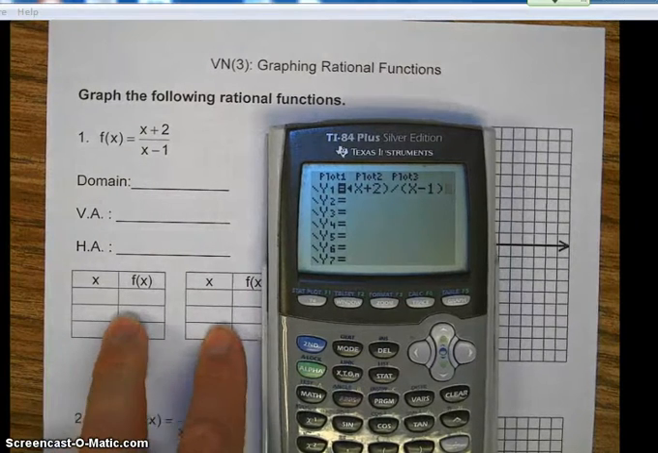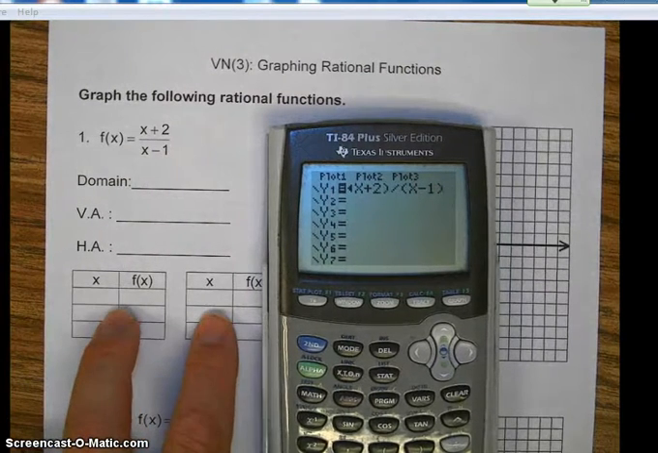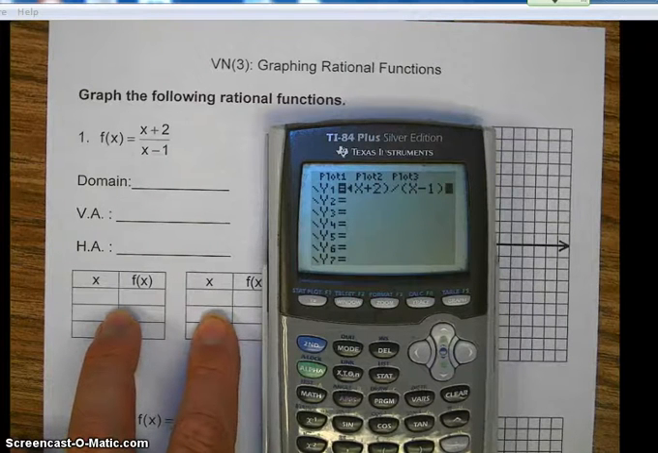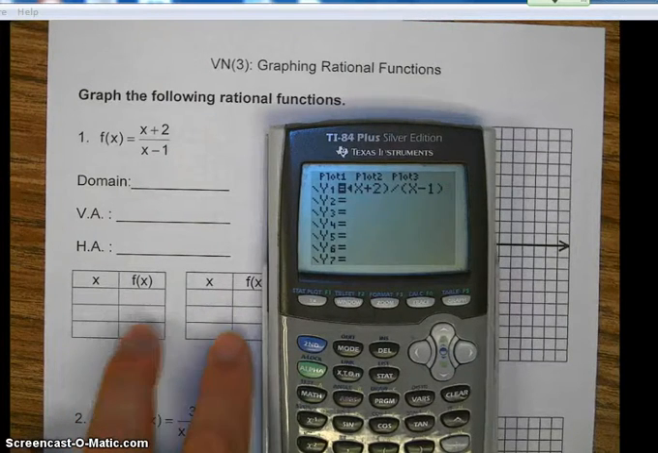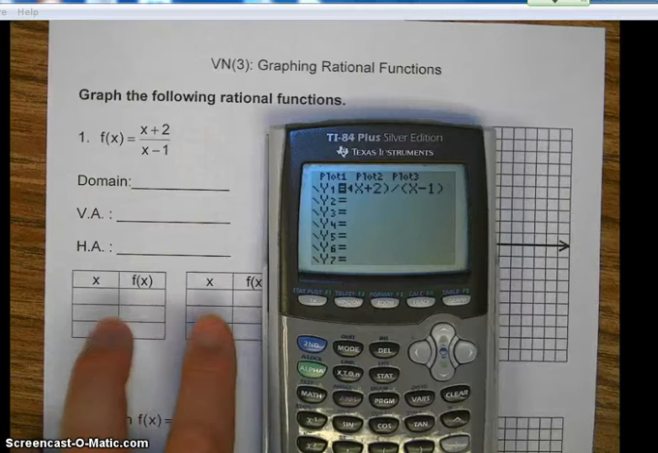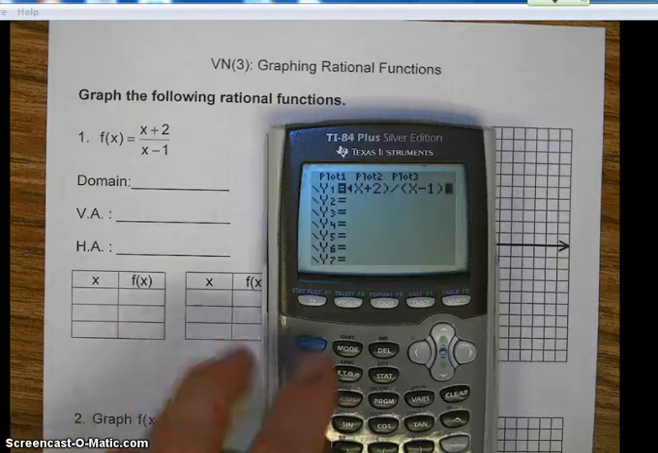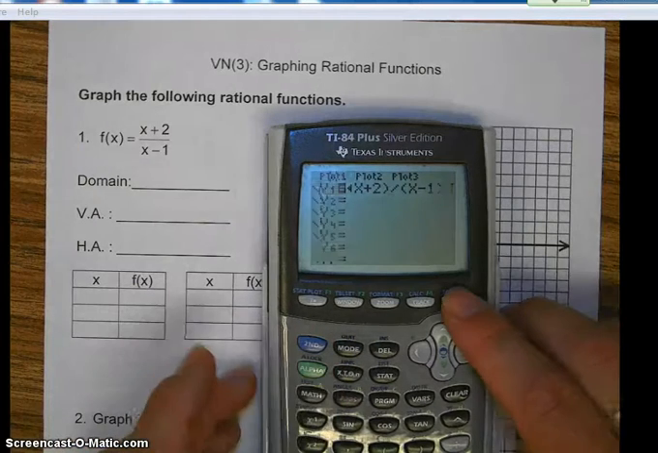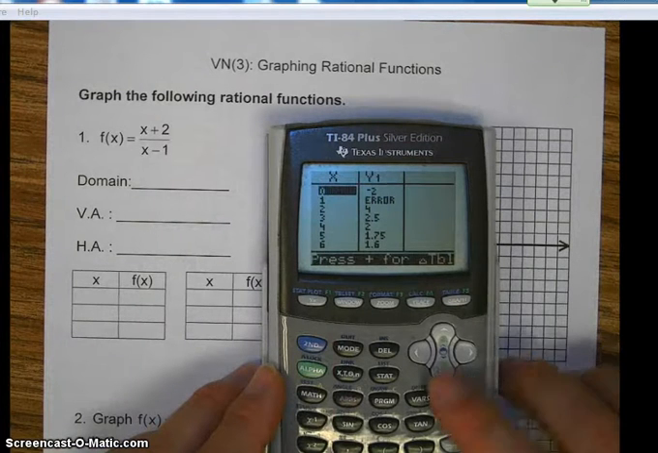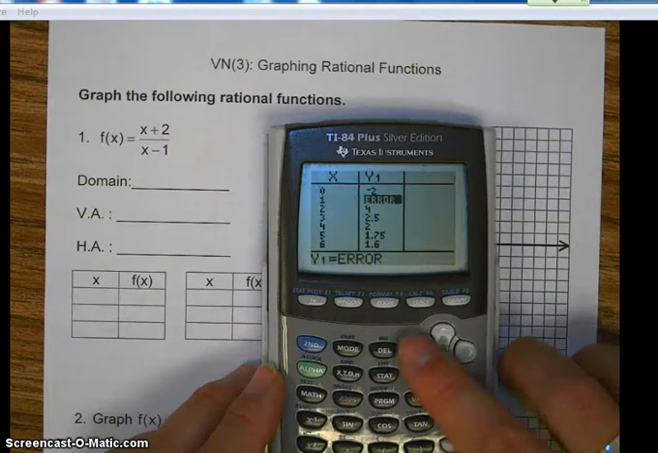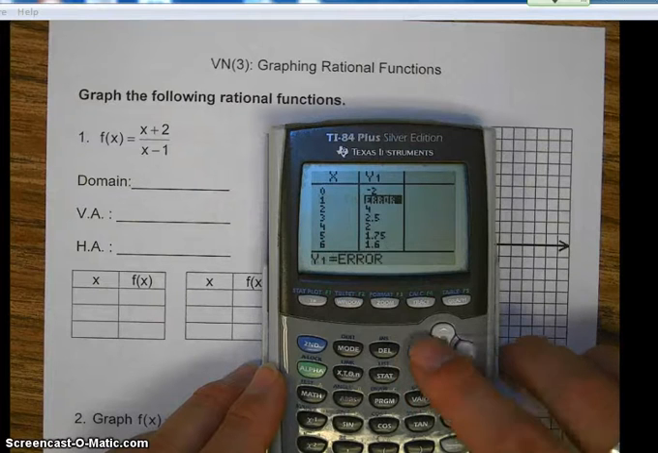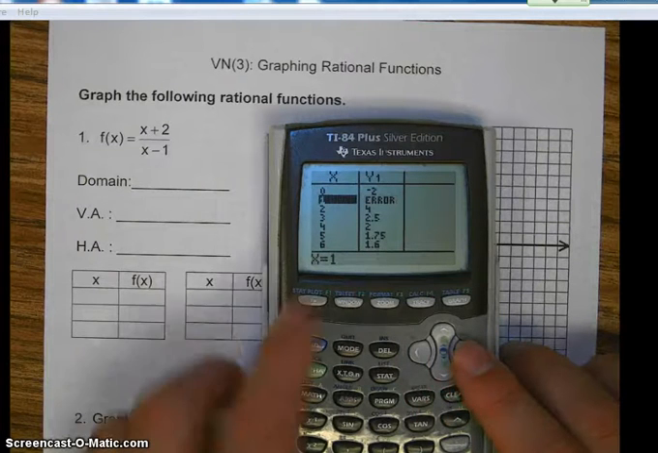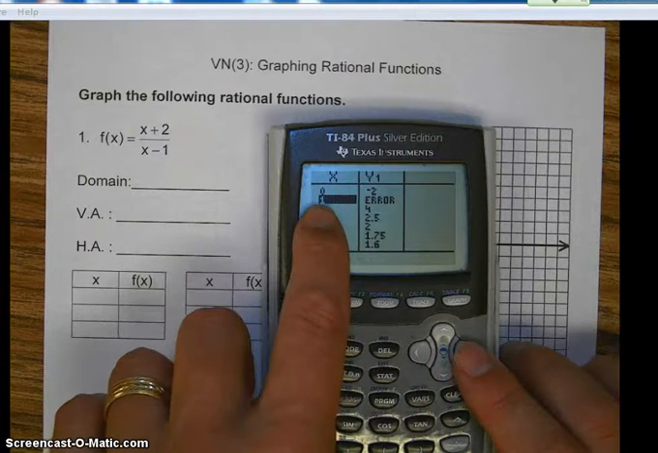Now I'm going to look at the table. Remember, with a rational function, the graph is split, because there are usually one or two vertical asymptotes. So let's go to our table, and if you notice where the error is, that's where the split is. So we have a vertical asymptote at 1.